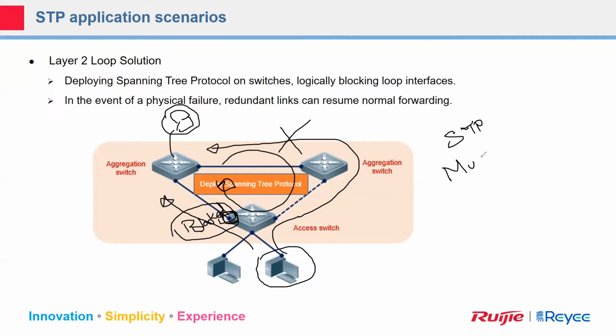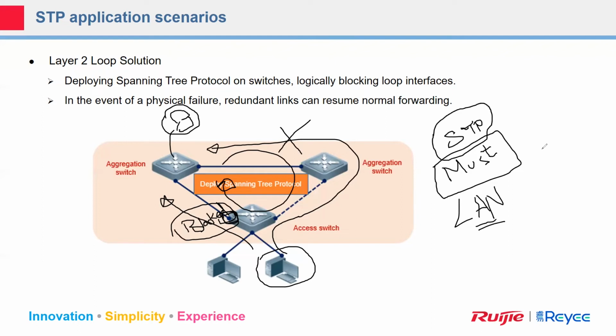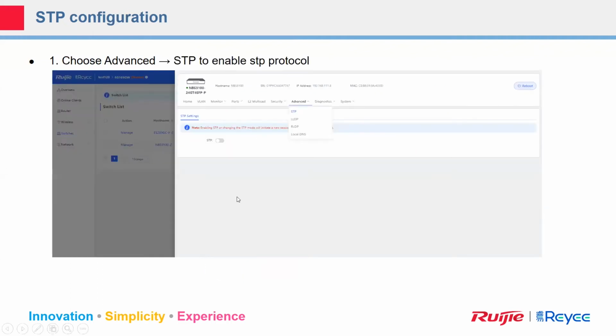Well, Spanning Tree Protocol is a must in any local area network. On some devices, spanning tree is enabled by default. If it's not enabled, you must turn it on. Okay, all right. How do you enable the spanning tree? You click on Advanced, click on Spanning Tree Protocol, and start turning on the Spanning Tree Protocol.